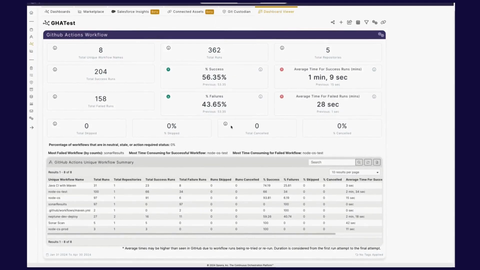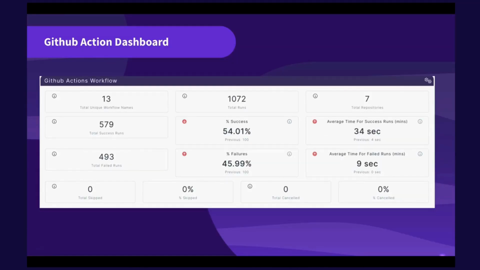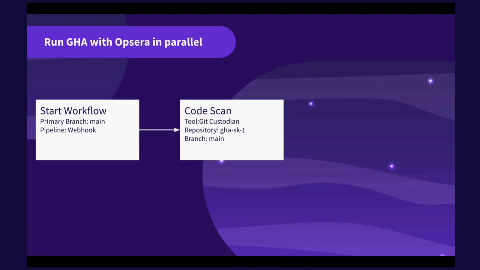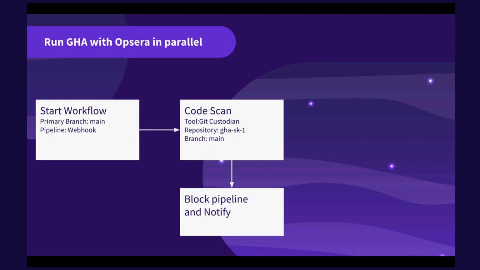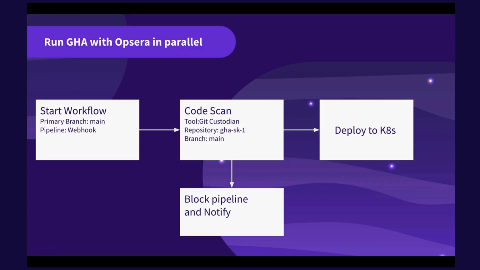Now, let's go further into pipelines. What we can do is build parallel pipelines. For example, I can have Git Custodian added to my pipeline and check for PII data leaked to your repository. I can then block the pipeline if there is any PII data leaked to your repo and mitigate it by creating a Jira ticket. Or, if everything looks good, I can deploy it to a Kubernetes cluster. I will show you that right here.